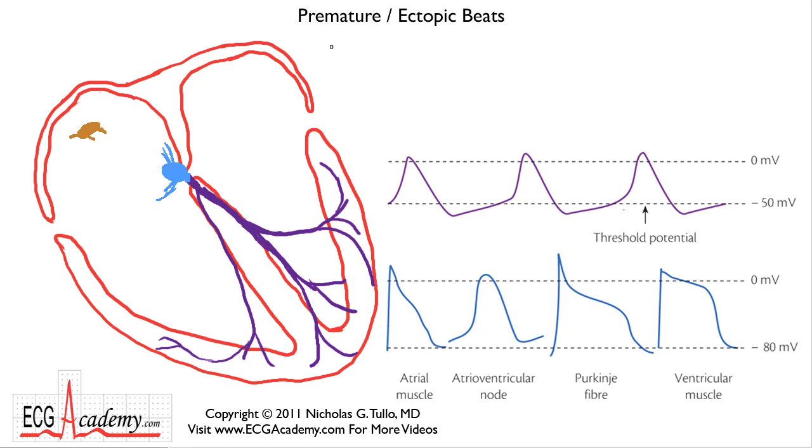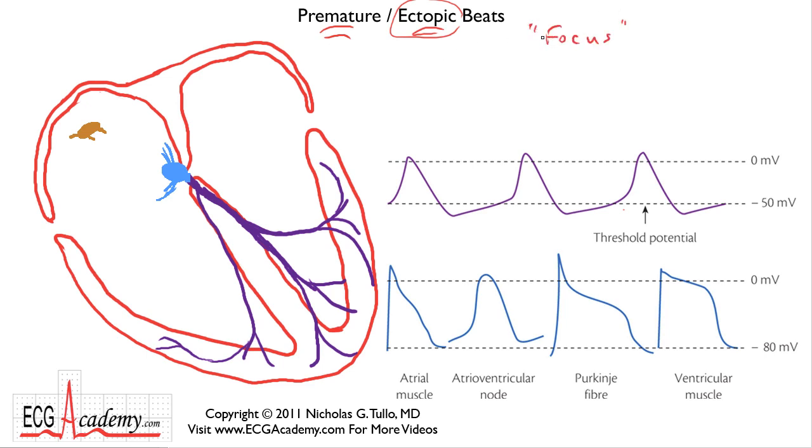We're going to start a new section about premature or ectopic beats. Now, premature obviously means early, but what does ectopic mean? Ectopic beats arise from places outside the normal conduction system. So anytime a heartbeat arises from somewhere in the atrium or in the ventricle outside of the normal circuitry, we call it an ectopic beat. And the spot where it comes from is often referred to as an ectopic focus.